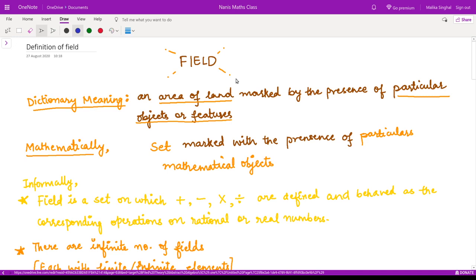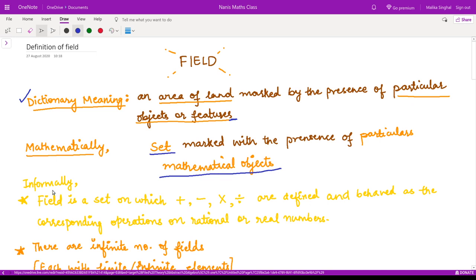In the last video, we have convinced ourselves why it is required to study fields. So now let us investigate what fields are. The dictionary meaning is an area of land marked by the presence of particular objects or features. Similarly, what a field represents mathematically is a set which is marked by the presence of particular mathematical objects. It could be numbers, it could be anything else, right?